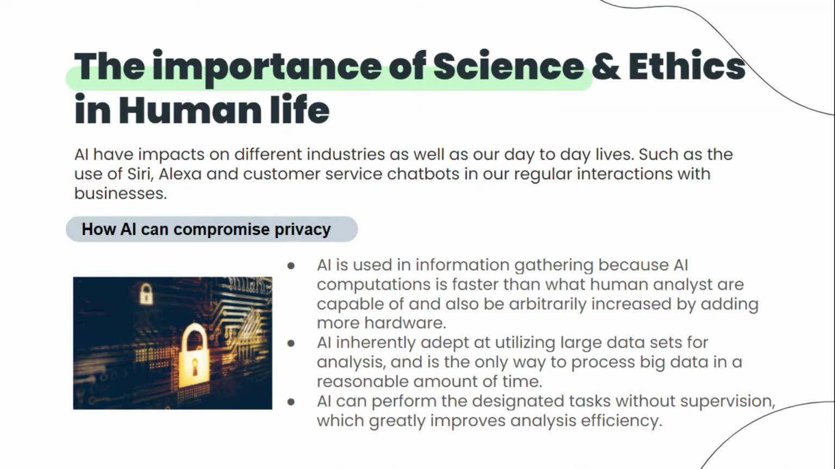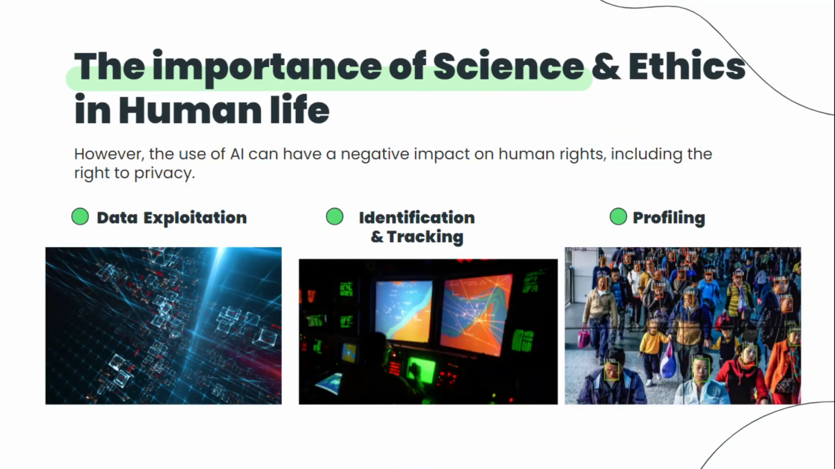AI is used in information gathering because AI computation is faster than what human analysis is capable of and can also be arbitrarily increased by adding more hardware. AI is inherently adept at utilizing large datasets for analysis and is the only way to process big data in a reasonable amount of time. And AI can also perform the designated task without supervision, which greatly improves analysis efficiency. However, the use of AI can have a negative impact on human rights, including the right to privacy.